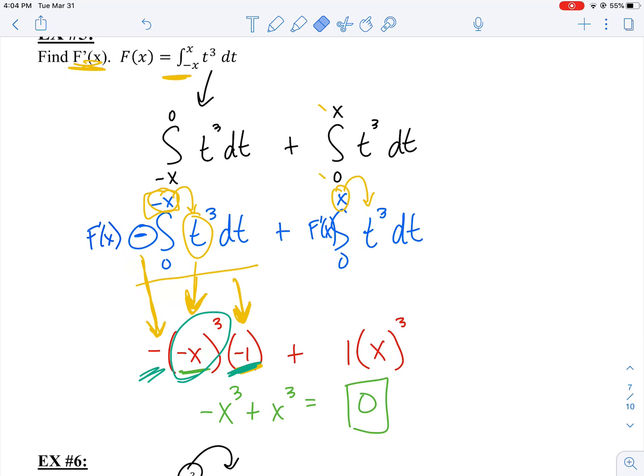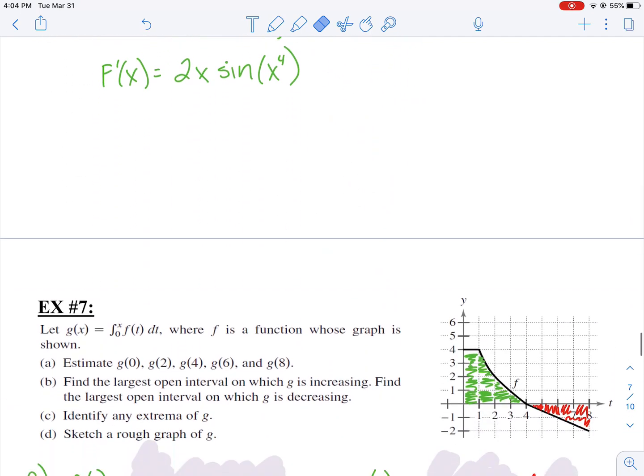If there is a derivative of an antiderivative, we have to make sure that it goes from a number to a variable. So we might have to separate it a little bit in order to make sure that we can use that fundamental theorem of calculus. Okay? All right.